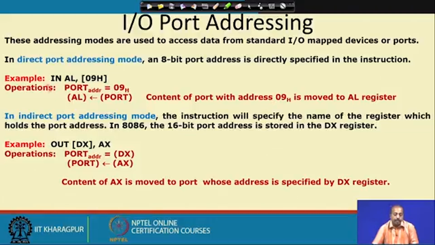At the end, AL will get the content of the port whose address is 09 hex. In indirect port addressing, some register value will be used as the port address. We can specify a 16 bit port address, and some register value will have the address. Whatever be the content of the DX register is put onto the address bus, and then the AX register content will be put onto the data bus, so that the AX register content will go to the corresponding port. This way we can have IO port addressing both direct IO, having an 8 bit address, or indirect IO, having a 16 bit address via some register.